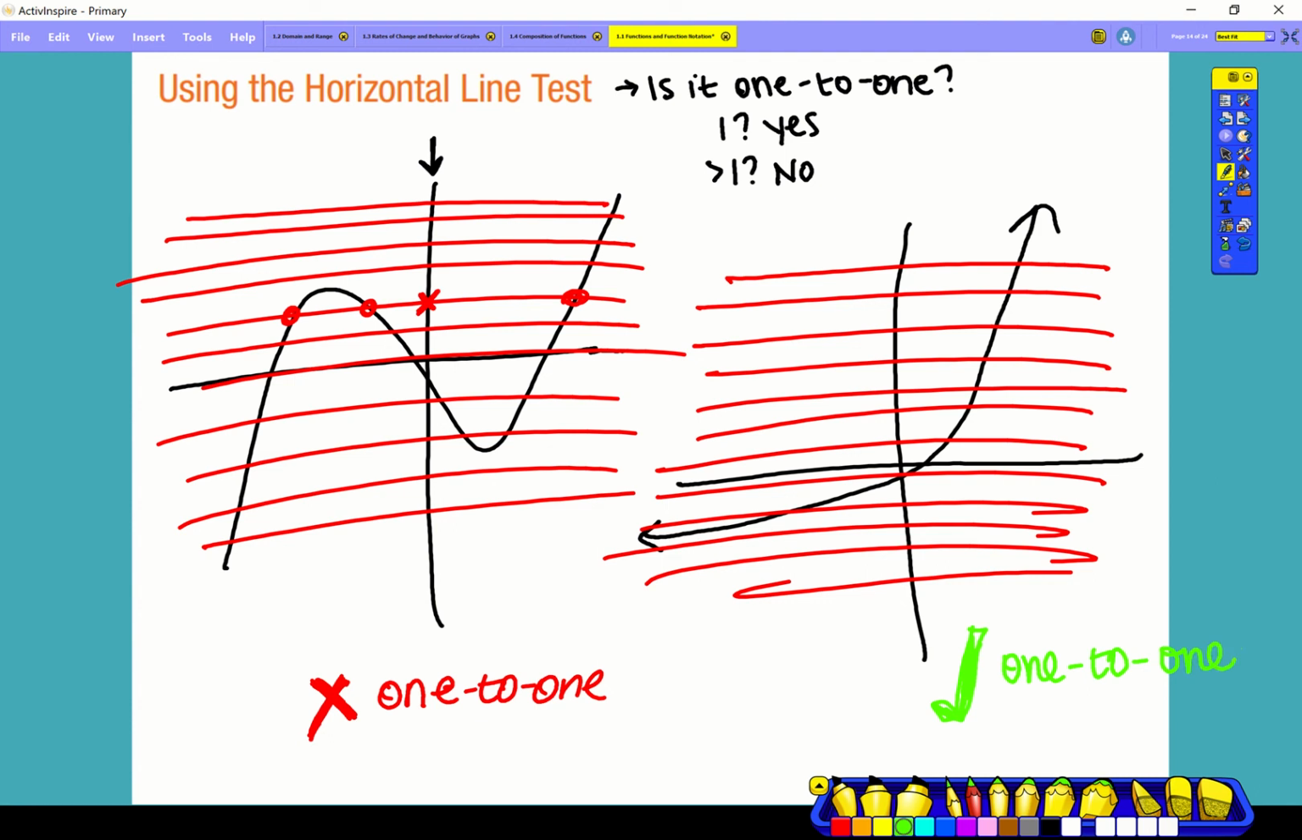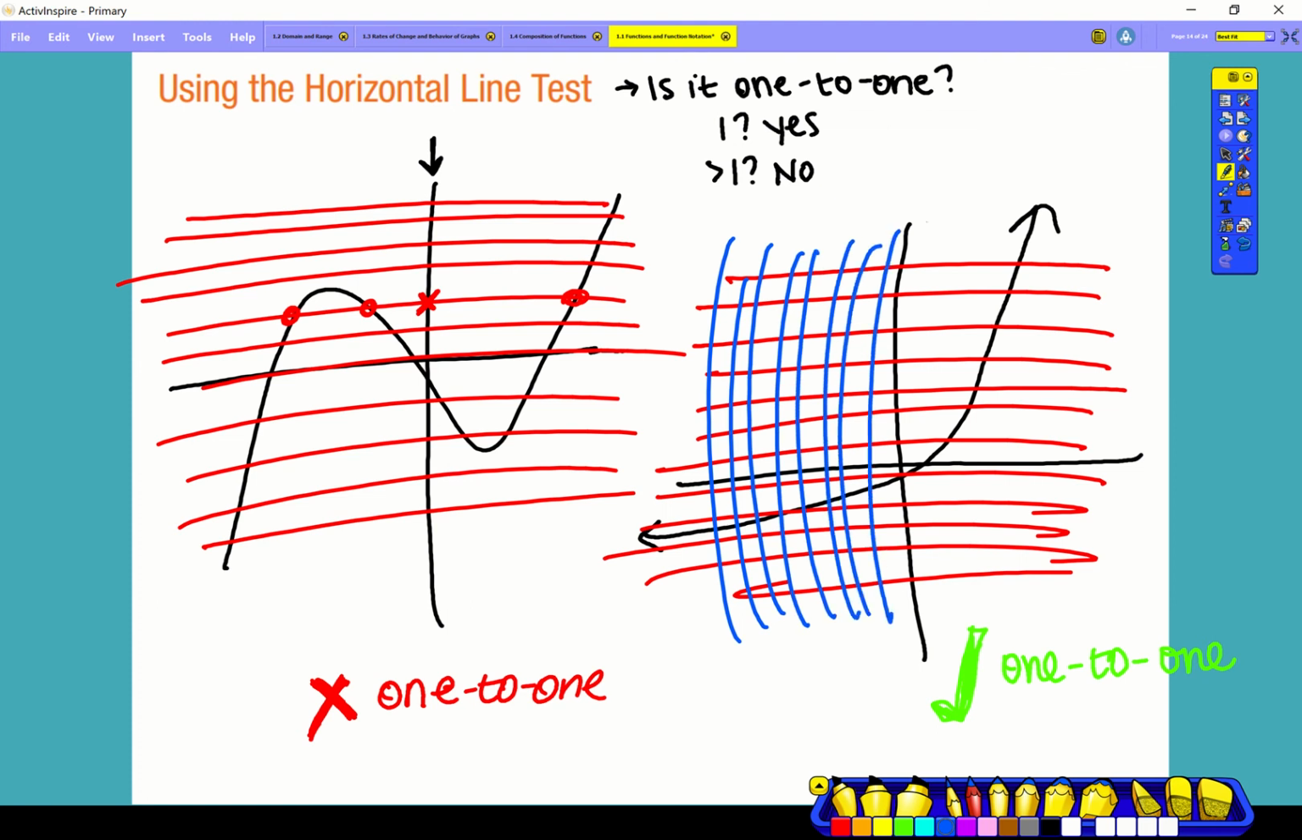Notice it also passes the vertical line test, so it is a function. I can show you that right here in blue. So it is 1-to-1, and it is a function.